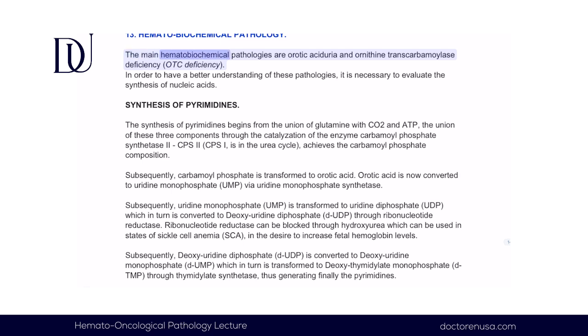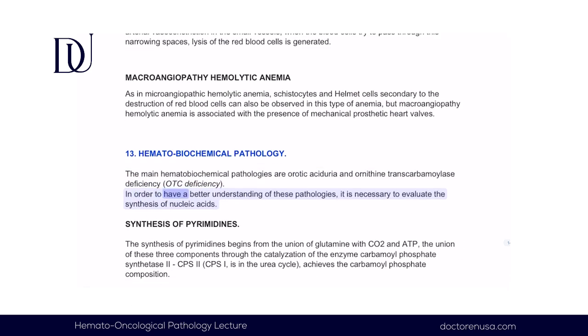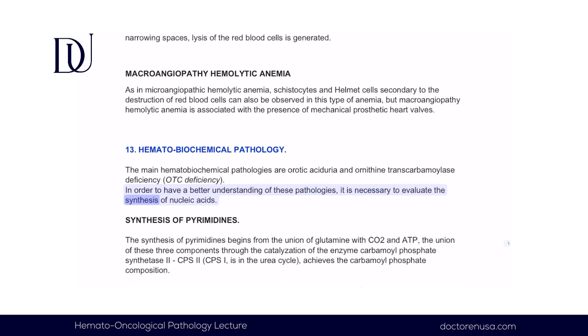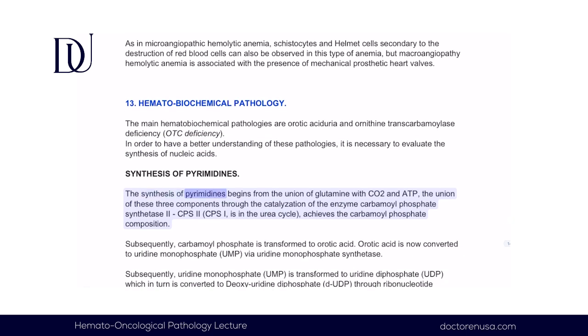The main hematobiochemical pathologies are orotic aciduria and ornithine transcarbamylase deficiency, OTC deficiency. In order to have a better understanding of these pathologies, it is necessary to evaluate the synthesis of nucleic acids. The synthesis of pyrimidines begins from the union of glutamine with CO2 and ATP.